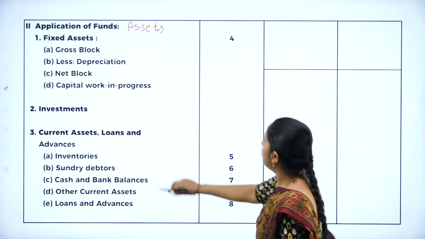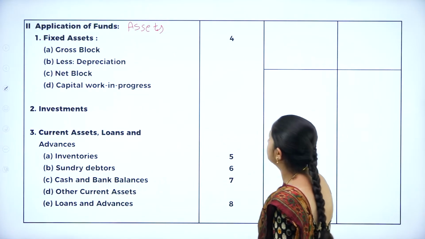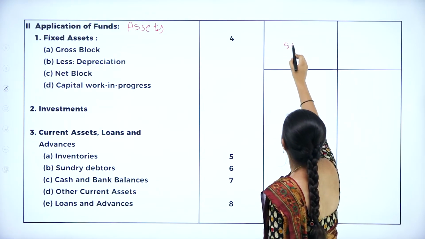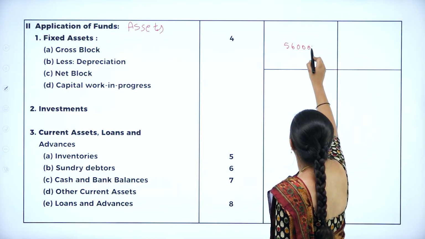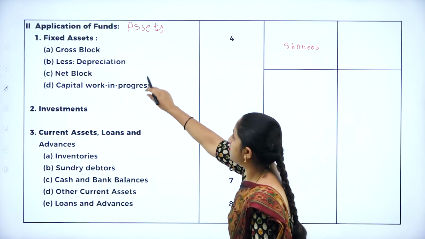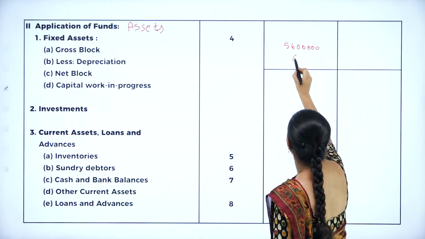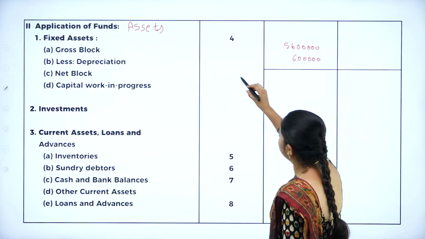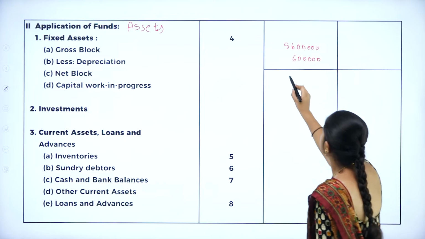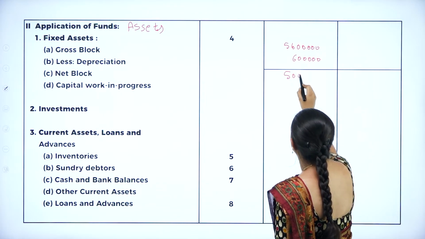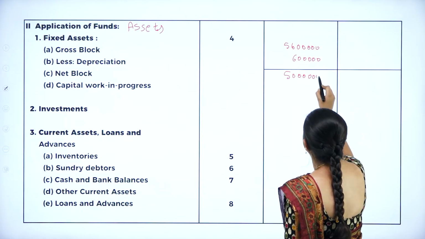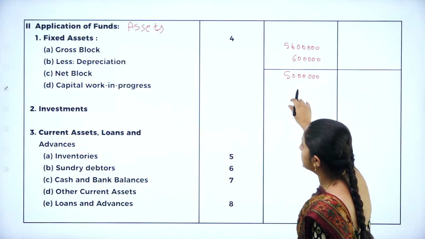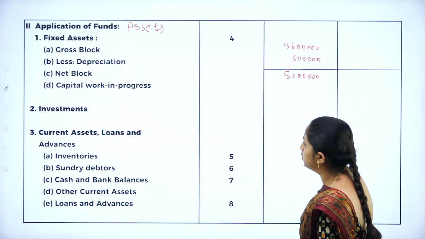In balance sheet we have gross block. Gross block is 56 lakh. And less depreciation is 6 lakh. So 56 lakh minus 6 lakh is 50 lakh. So we'll get this amount in schedule 4. So this is the fixed assets net value, net block.